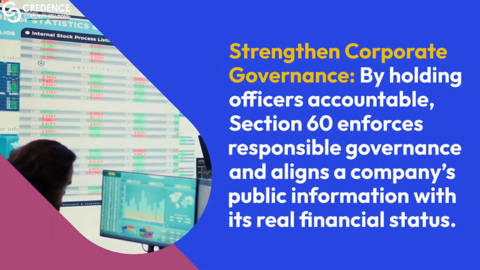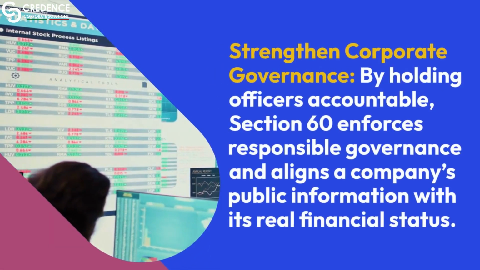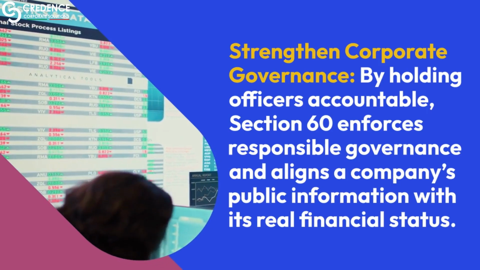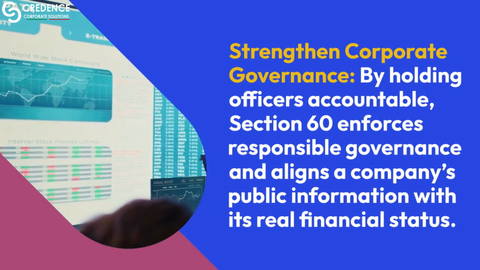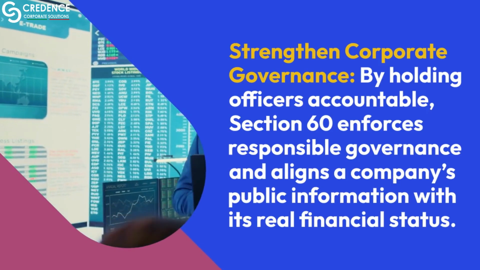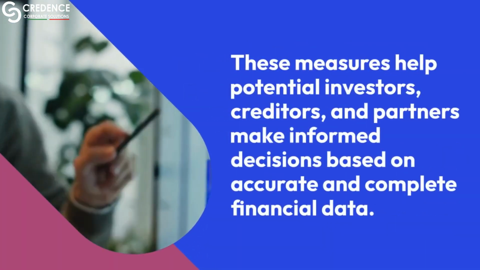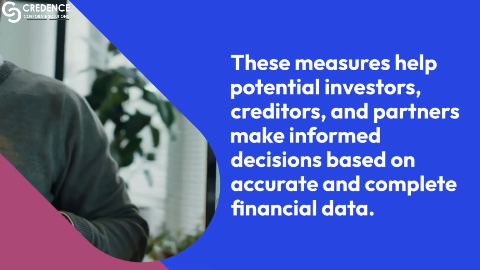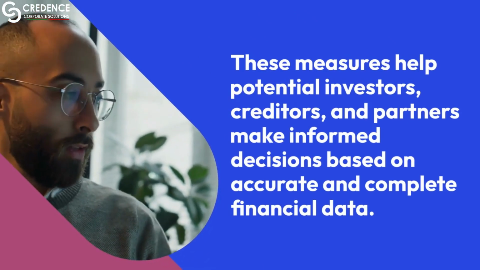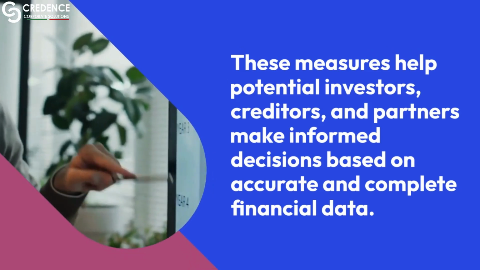Strengthen corporate governance. By holding officers accountable, Section 60 enforces responsible governance and aligns a company's public information with its real financial status. These measures help potential investors, creditors, and partners make informed decisions based on accurate and complete financial data.